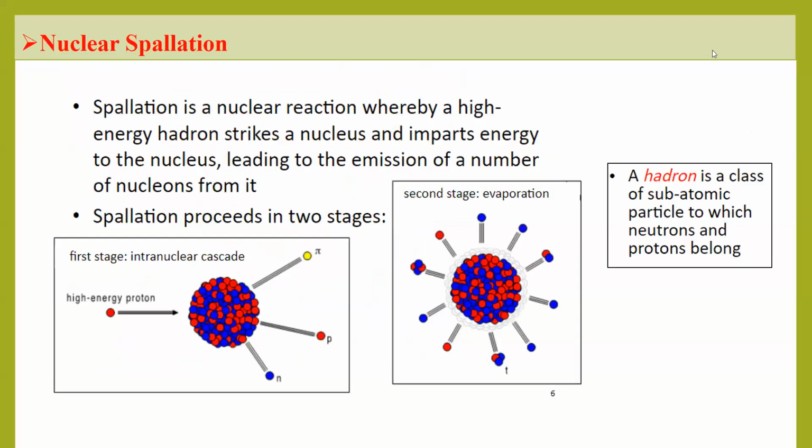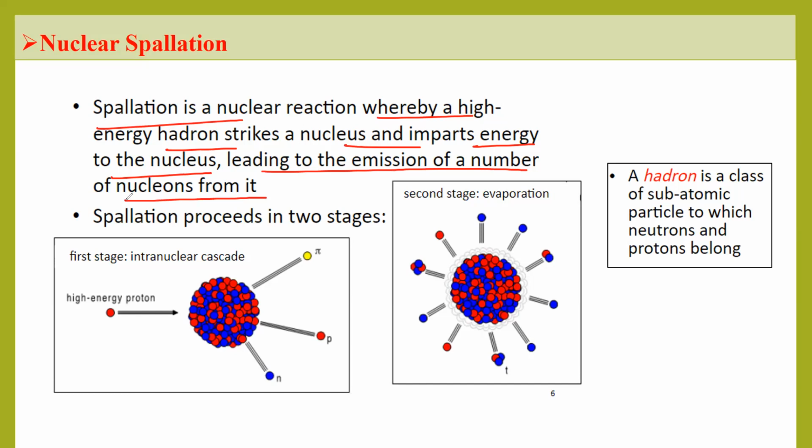Now, this is a very important nuclear spallation reaction. What is nuclear spallation reaction? Nuclear spallation reaction is a nuclear reaction whereby a high energy hadron strikes a nucleus and imparts energy to the nucleus, leading to the emission of a number of nucleons from it.